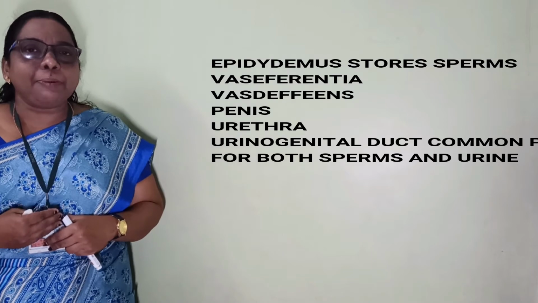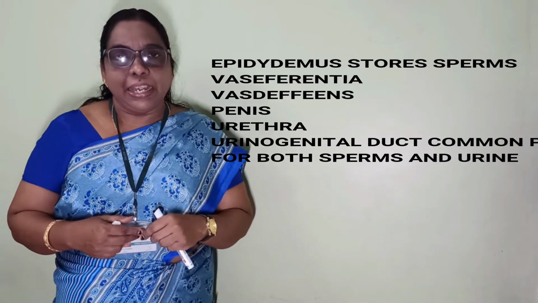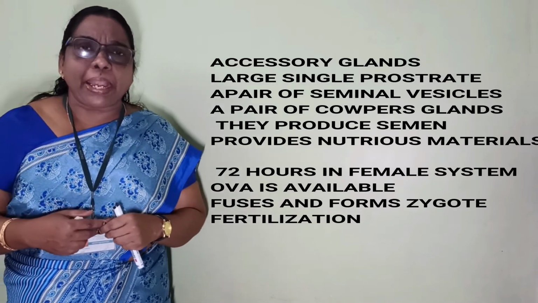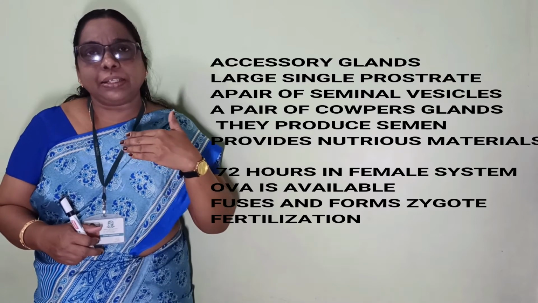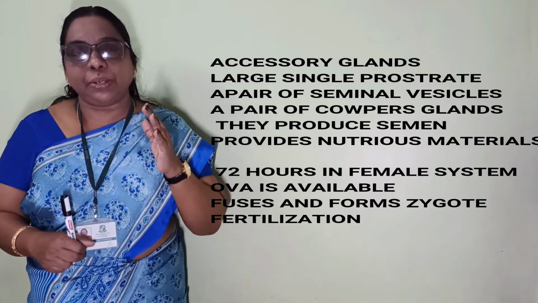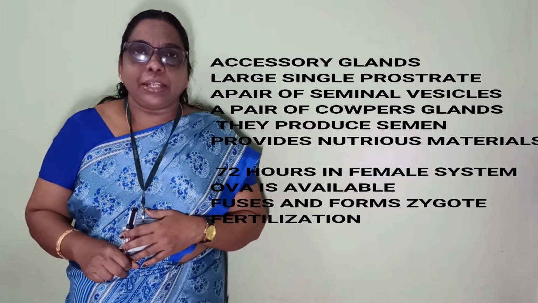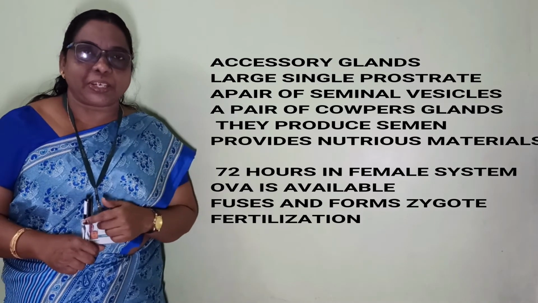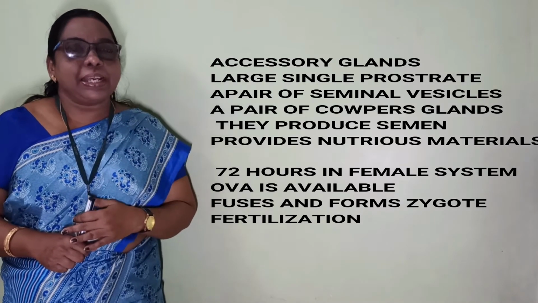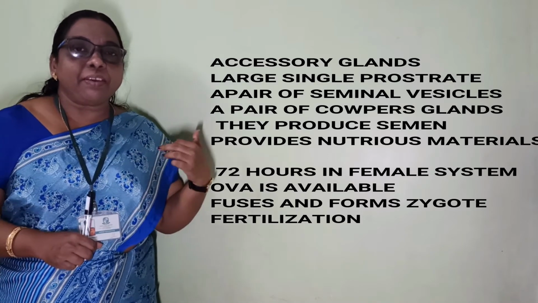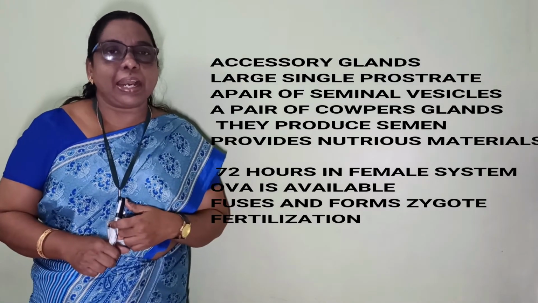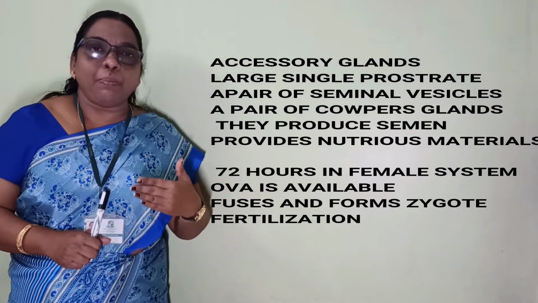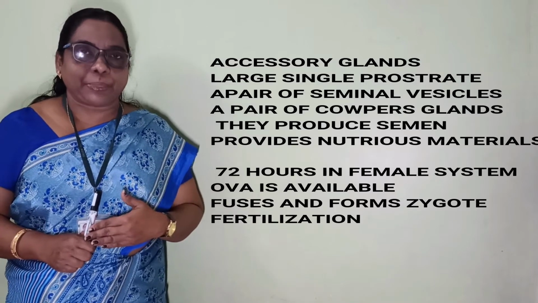The third part of the male reproductive system is the accessory glands. These are three glands related only to the male reproductive system. The first is the prostate gland, a single, large gland. The second is a pair of seminal vesicles. The third is a pair of Cowper's glands, also called bulbourethral glands.